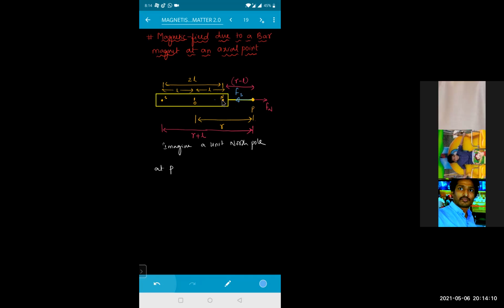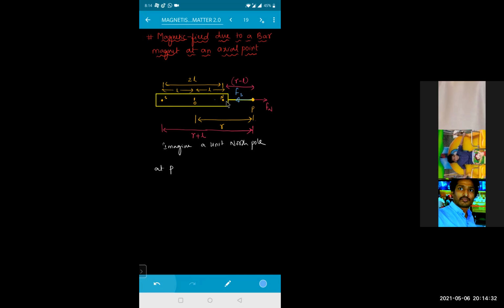So where is the repulsion? The force of repulsion is in this direction. Between this north pole and this south pole there will be attraction, so the north pole will be attracted towards the south pole. But magnetic lines will always be from north towards south. Is it clear?